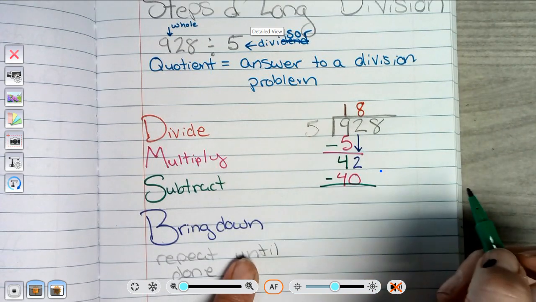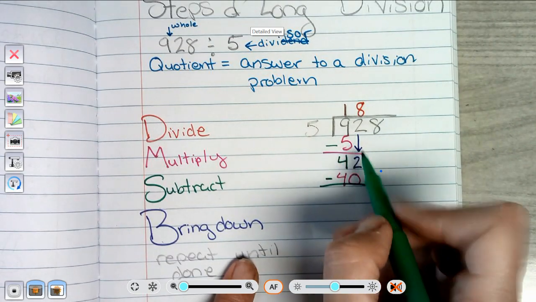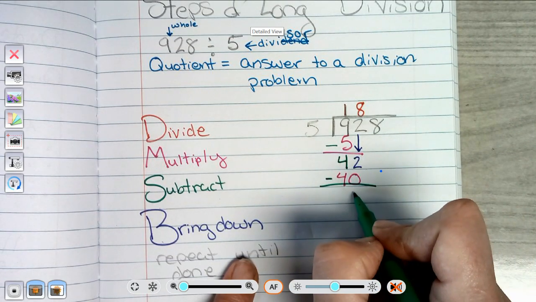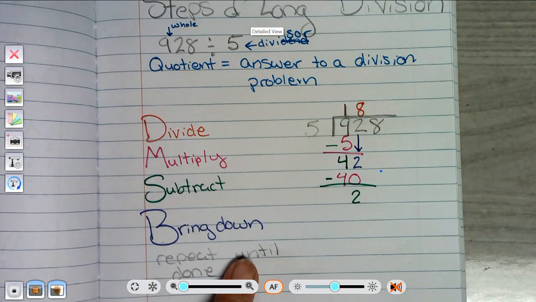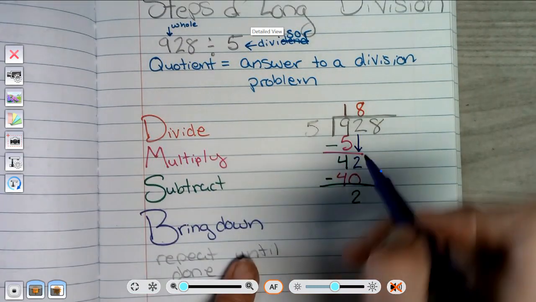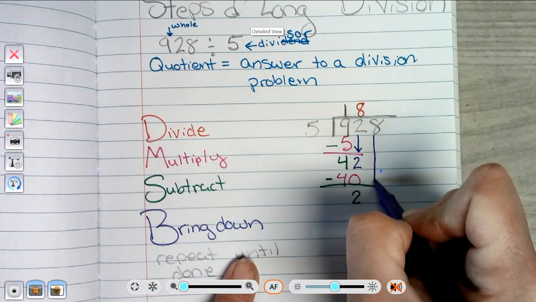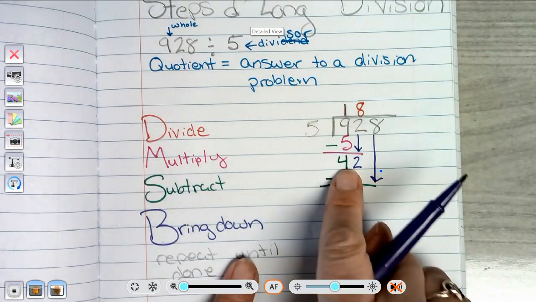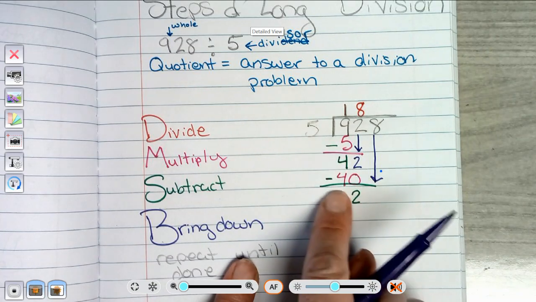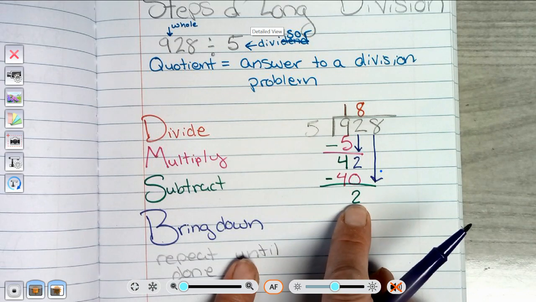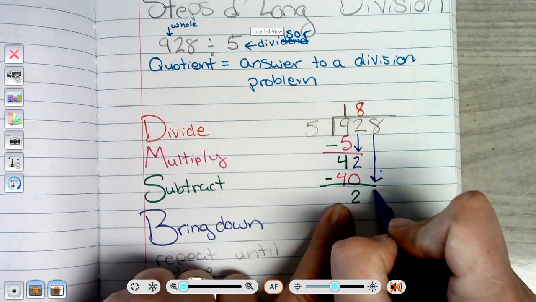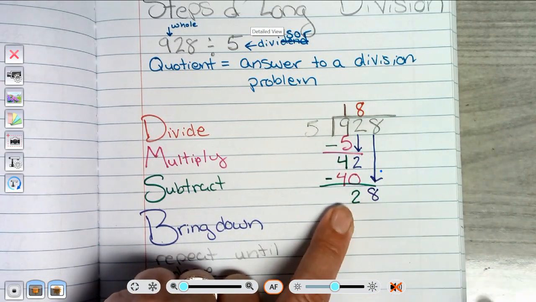Subtract the 40 from the 42. 2 minus 0 is 2. 4 minus 4 is 0. Last step, bring down, because I still haven't used this 8. So when I did 42 divided by 5, I had 8, which was 40. I had a remainder of 2. This remainder joins in with this 8 from the ones place because I still haven't used it.